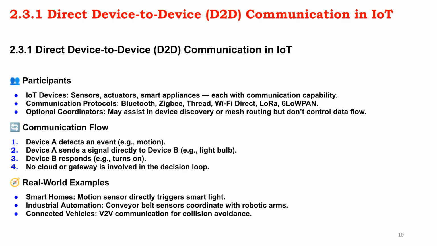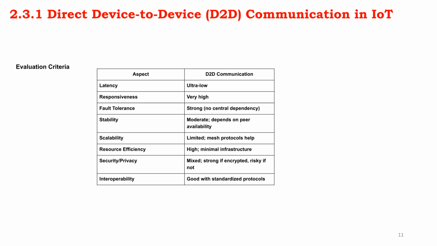D2D participants include IoT devices and protocols like Bluetooth, Zigbee, and Wi-Fi Direct. The flow is direct. Device A sends a signal to device B, which responds without cloud involvement. Examples include smart home automation, industrial safety coordination, and V2V communication. The evaluation criteria for D2D communication show ultra-low latency and very high responsiveness. Fault tolerance is strong, stability is moderate, and scalability is limited. Resource efficiency is high, and interoperability is good with standardized protocols.